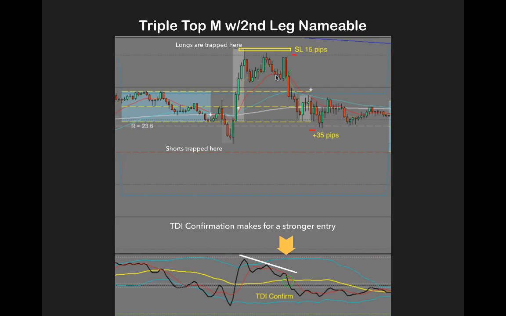It doesn't close below the 13 until we get to here, and you can see they shot it right back up to the high, but not taking out the high. Then they give you a second leg, a railroad track nameable pattern. This is where your entry is, and it also closes below the 13. You're also going to have your TDI confirmation.